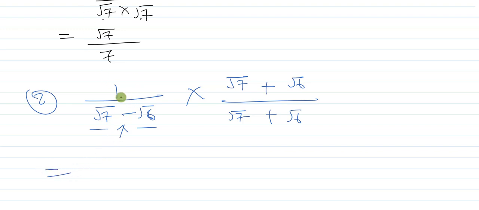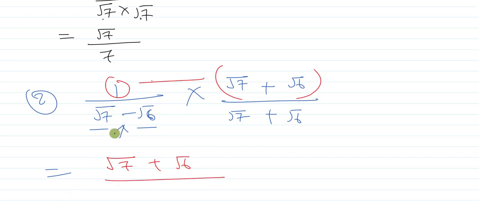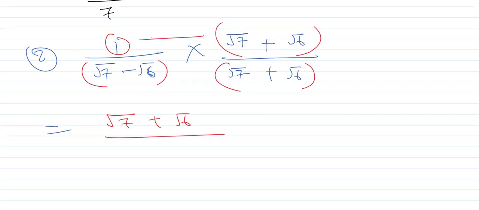What will we get in the numerator? 1 into this, the same number will be there, because if we multiply by 1, nothing will happen. Right? In the denominator, what are we getting? Root 7 minus root 6, root 7 plus root 6. So let's write this. In the denominator, what are we getting? Root 7 minus root 6 into root 7 plus root 6.